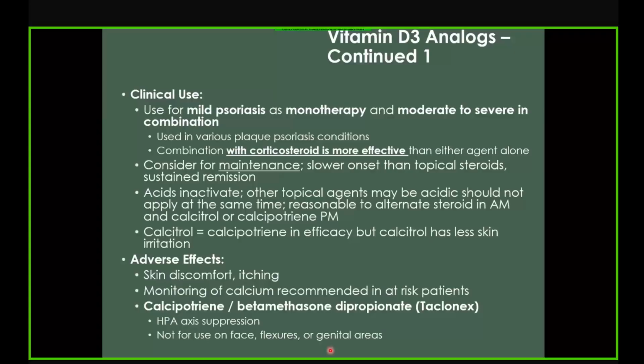What's going on? Looking at your combo products, I told you with that betamethasone, you see that it can be combined with a corticosteroid, and therefore my efficacy should be improved. If somebody is needing to use something for a longer period of time, I can use this for maintenance, but it does have a slower onset than whenever I'm talking about my steroids.